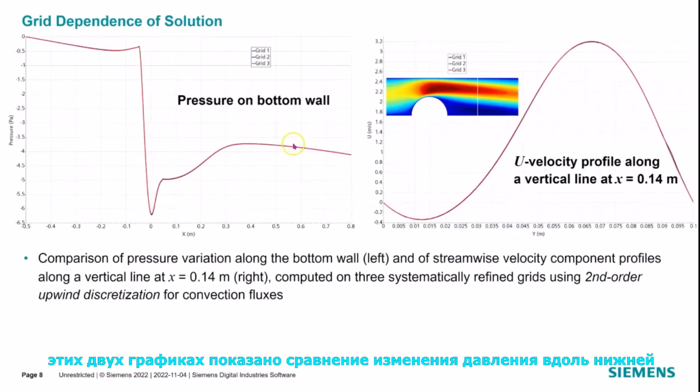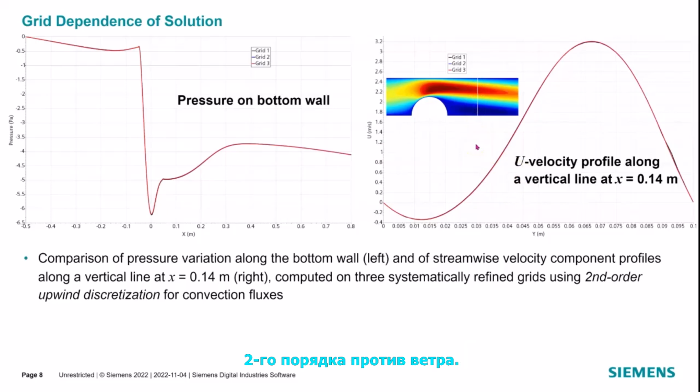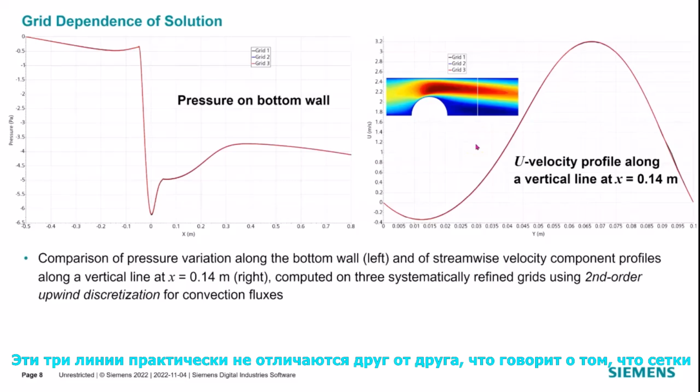These two plots show the comparison of pressure variation along the bottom wall and of streamwise velocity component profile along the line at x equals 0.14 meters, computed on three systematically refined grids using second-order upwind discretization. The three lines are hardly distinguishable from each other, indicating that the grids are fine enough and that the solutions on medium and fine grid are very accurate.